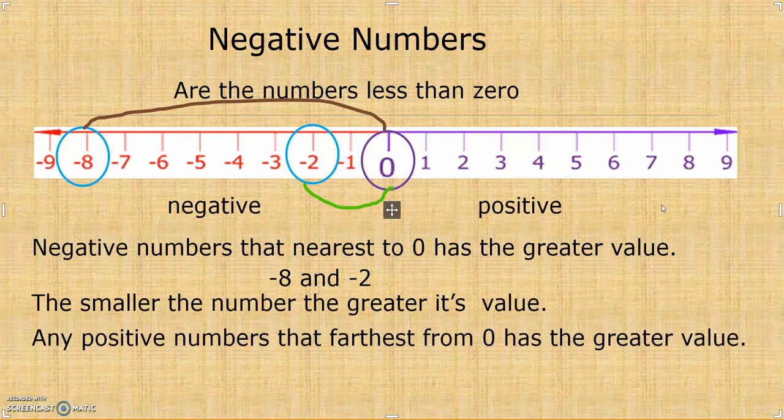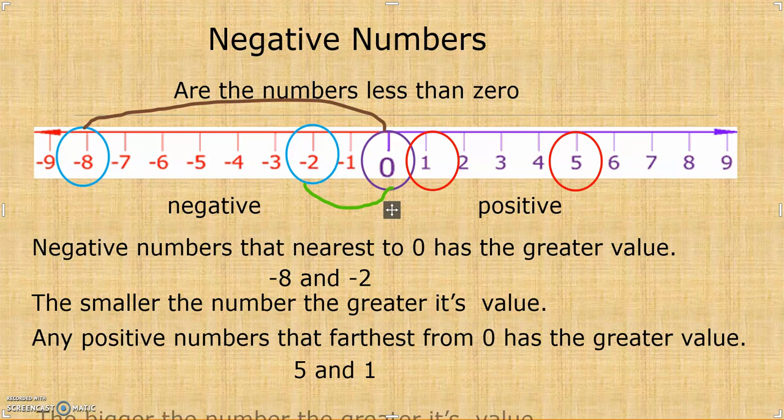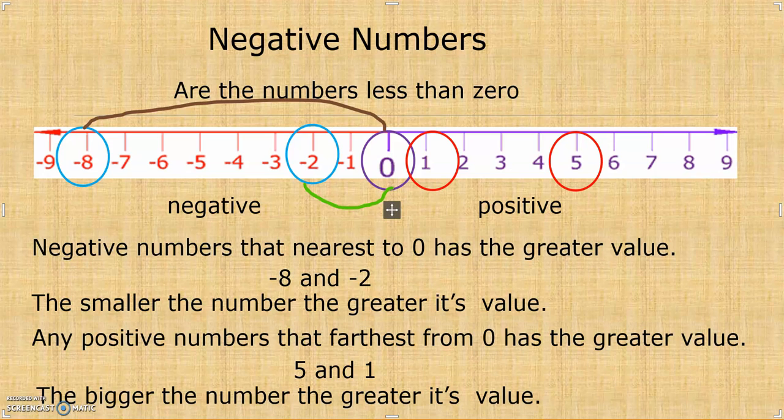And any positive number that is farthest from 0 has the greater value. For example, we have 5 and 1. Obviously, if you see here in our number line, 5 is greater than 1. So for positive numbers, the bigger the number, the greater its value.